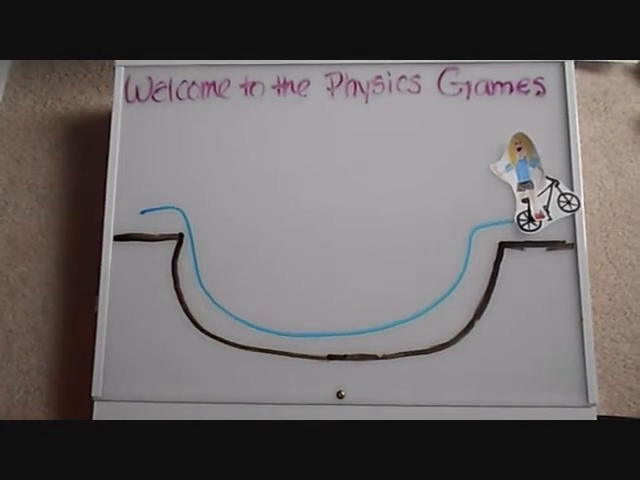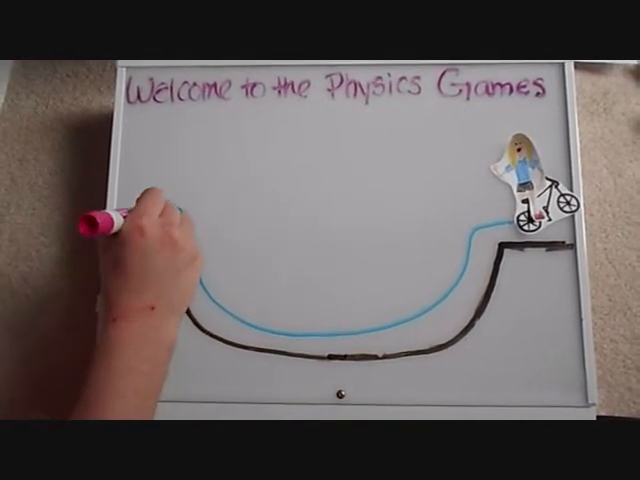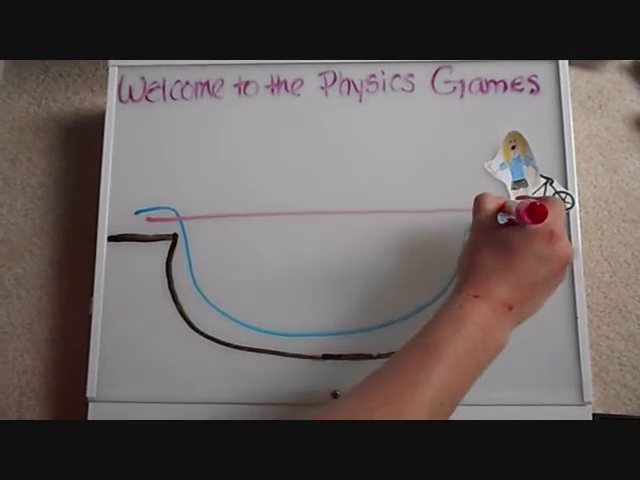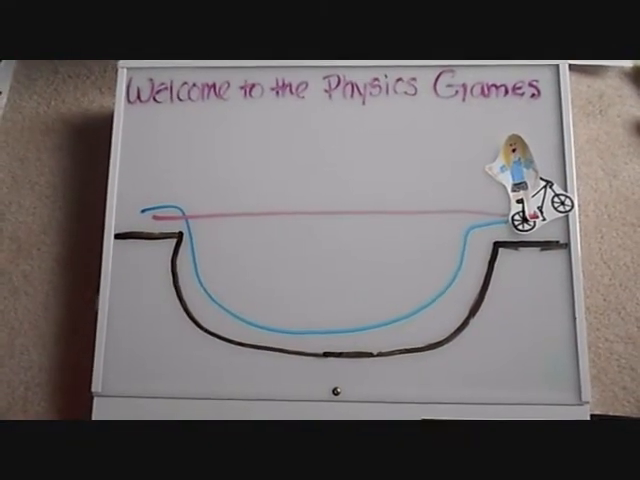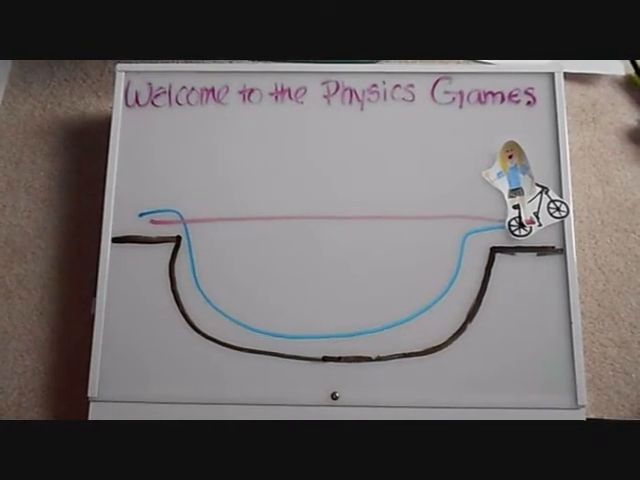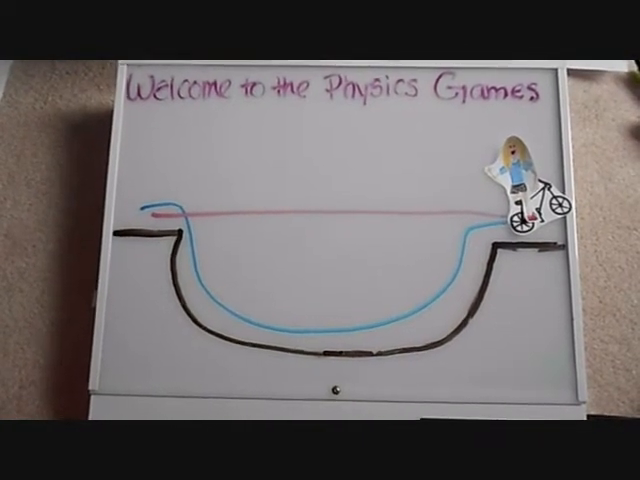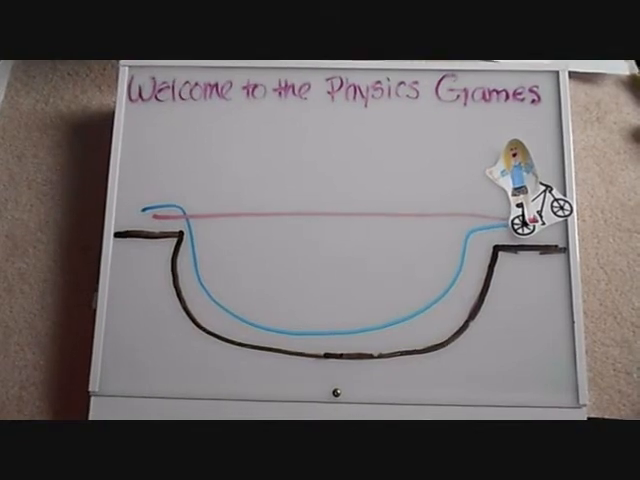In this path that she just did, her displacement would look like that. As you can see, displacement is the distance between her initial starting point and her final ending point. It is the shortest path between the two.